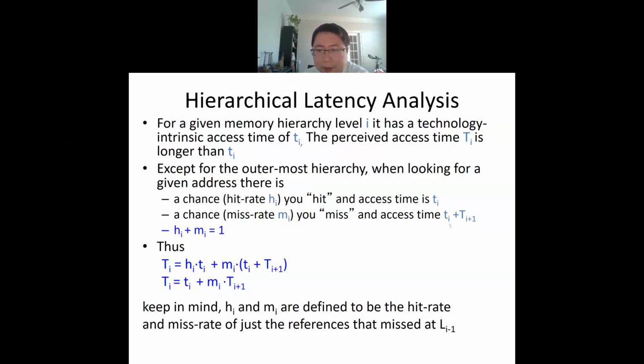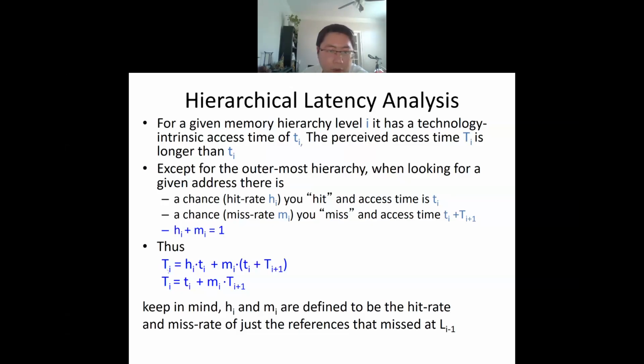Even if you don't find the data in the current level, you need to spend time to check whether you have it or not. If you don't have it, then you need to go to the next level. No matter what, you need to spend time to find the data. Of course, when you add up the hit rate and miss rate, the probability is 1. So you either hit or miss.